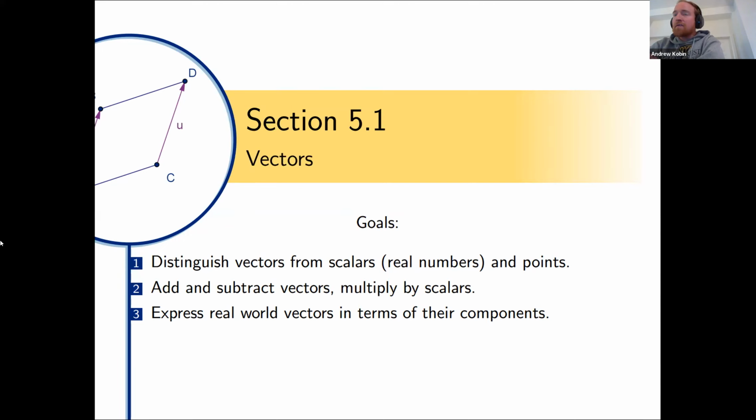So the goals in this first lecture on vectors will be to discuss the difference between vectors and numbers, which we'll call scalars, and points, which will be points in three-dimensional or higher dimensional space. We'll also learn how to add and subtract vectors and to multiply by scalars, those real numbers. And we'll finally express real-world vectors in terms of their components. Real world meaning coming from some problem where we have to interpret the information in the problem in terms of vectors, and the components of their vectors will have some sort of meaning.